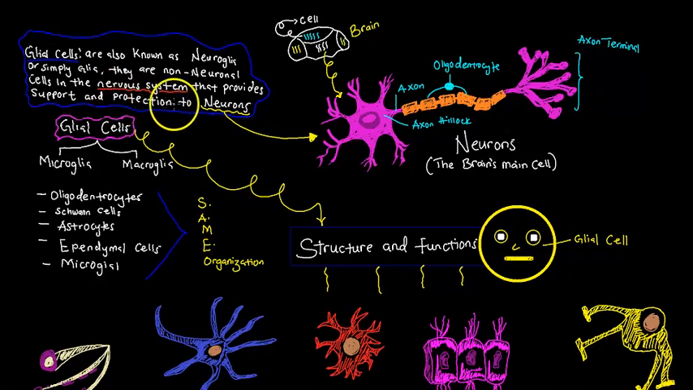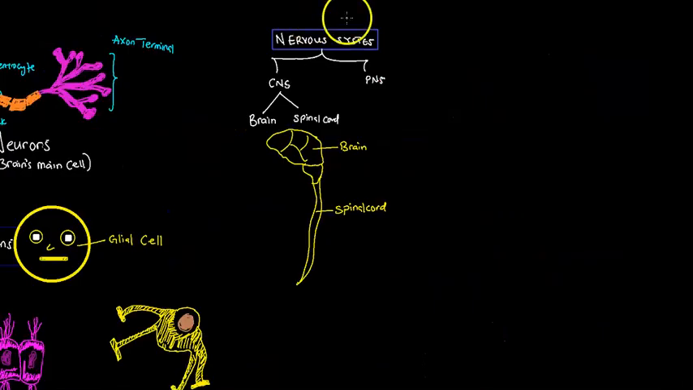The first one is the nervous systems and the second one is the neuron. Let's take a quick revision on the nervous system. The nervous system comprises two main components, which are the CNS and PNS. The CNS simply stands for central nervous system, and the PNS simply stands for peripheral nervous system.